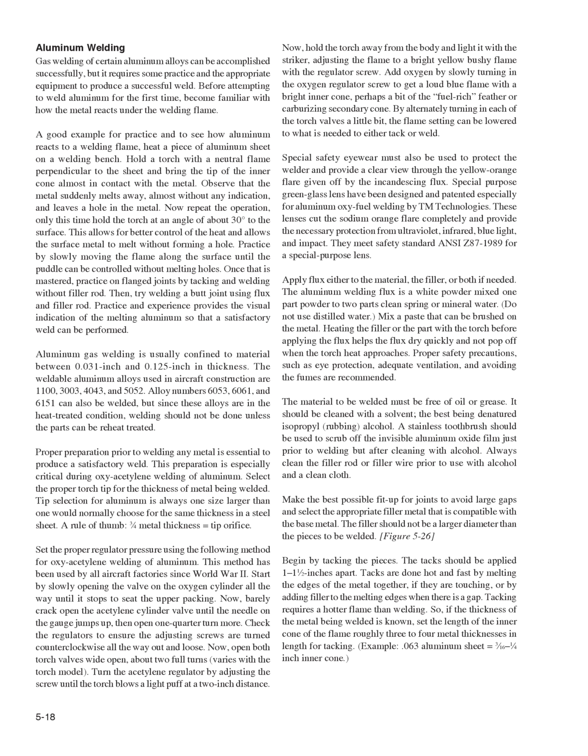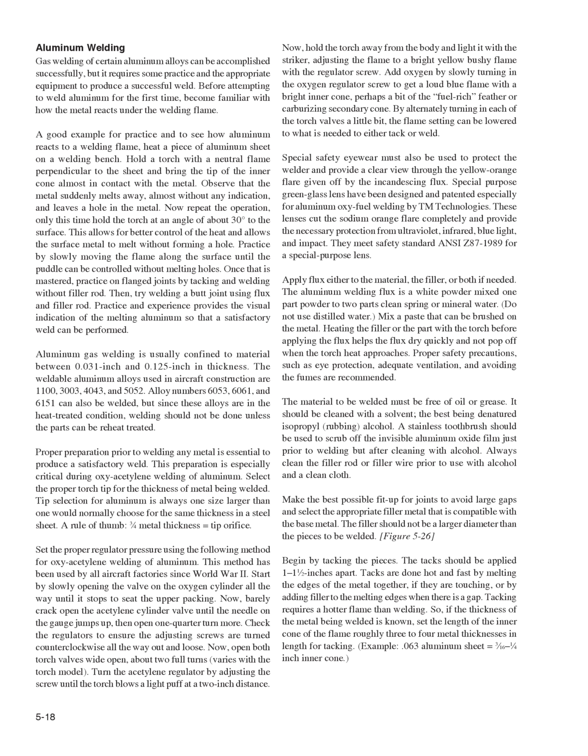Aluminum gas welding is usually confined to material between 0.031 inch and 0.125 inch in thickness. The weldable aluminum alloys used in aircraft construction are 1100, 3003, 4043, and 5052. Alloy numbers 6053, 6061, and 6151 can also be welded, but since these alloys are in the heat-treated condition, welding should not be done unless the parts can be reheat treated.